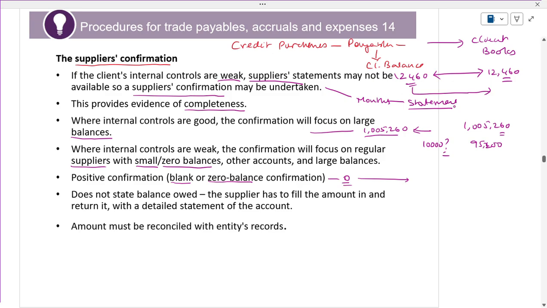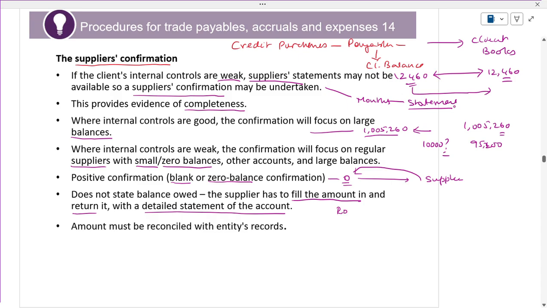If the supplier will respond, fine, it is agreed. If the supplier does not respond, it is not agreed. It does not state the balance, or the supplier has to fill the amount in and return it with a detailed statement of account. You should not only state it, you have to fill it in, that is what it says.